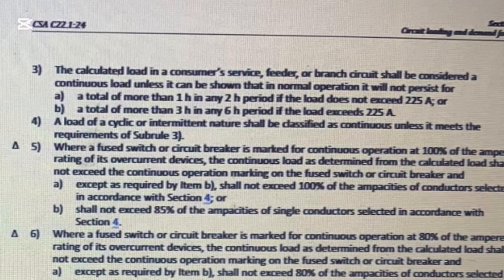Also goes on to say, 3, the calculated load in a consumer service, feeder or branch circuit shall be considered a continuous load unless it can be shown that its normal operation will not persist for a total of more than 1 hour in any 2-hour period, if the load does not exceed 225 amps. 4a, a load of a cyclic or intermittent nature shall be classified as continuous unless it meets the requirements of sub-rule 3.